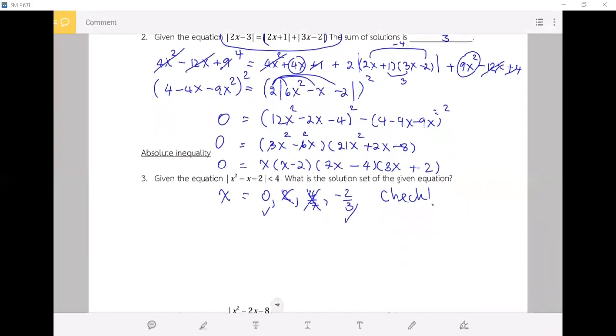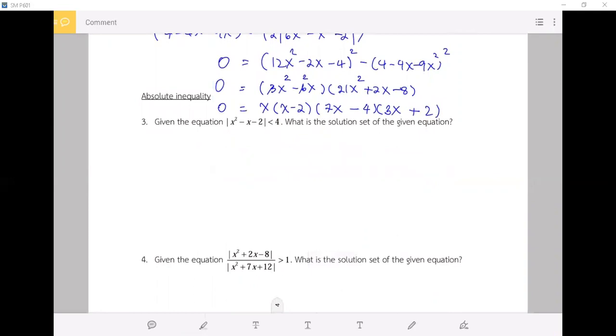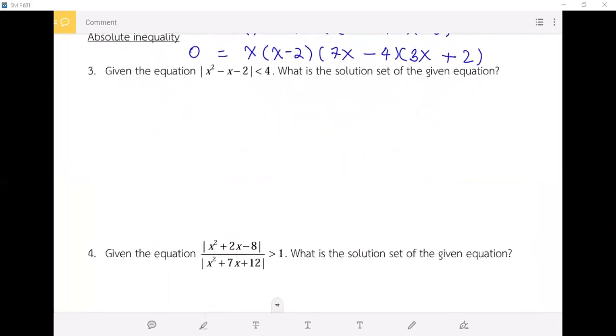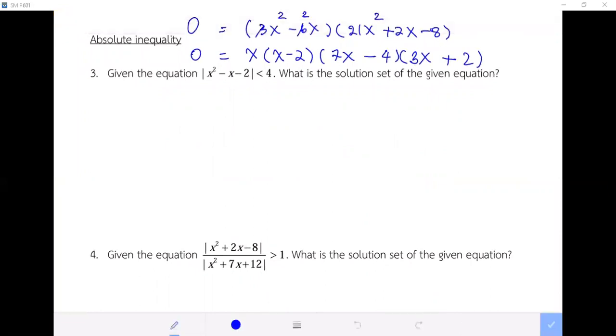Okay. So I have to delete this one out. Absolute inequalities. Okay. This problem was quite easy. So we want to find a solution set.